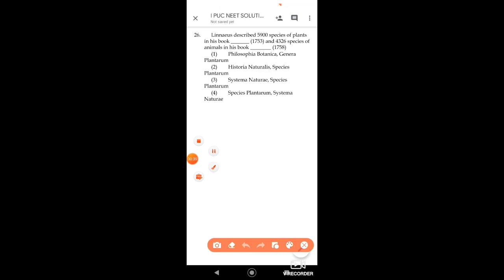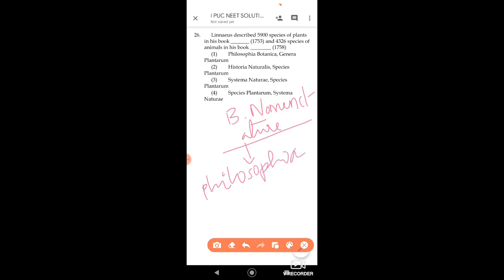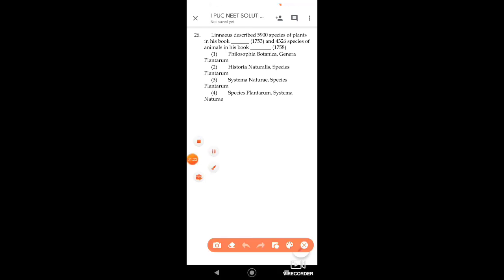Here, let me tell you a few important aspects, dear students. We know that binomial nomenclature was developed by Linnaeus, and he mentioned it in his book called Philosophia Botanica. Already I have told you this, Philosophia Botanica, in the year 1751. So this is the first basic aspect we need to consider. After 1751, later Linnaeus described 5,900 species of plants in his book, that is Species Plantarum.